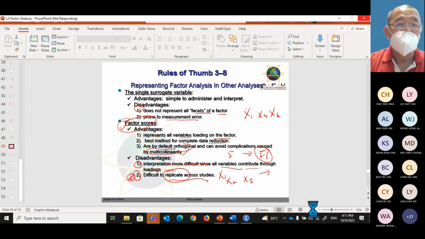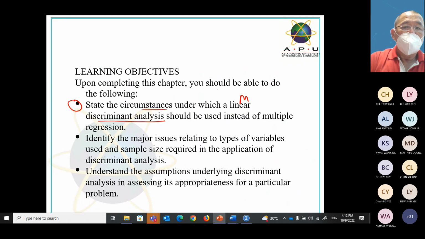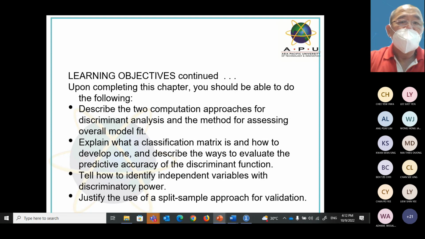So now we are here. At least we have done the first objective. Next, identify the major issues relating to the type of variables used and the sample size required in the application of discriminant analysis. This one we discuss later. Understand the assumptions underlying discriminant analysis in assessing the appropriateness of a particular problem. Describe two computation approaches for discriminant analysis and the method for assessing the overall fit. This overall fit is quite similar to the F-test, but of course we use a different method.